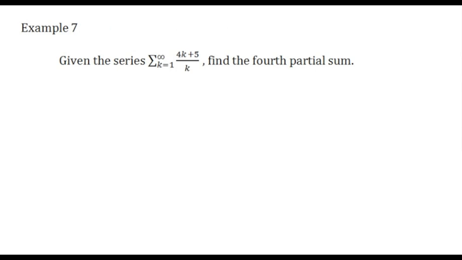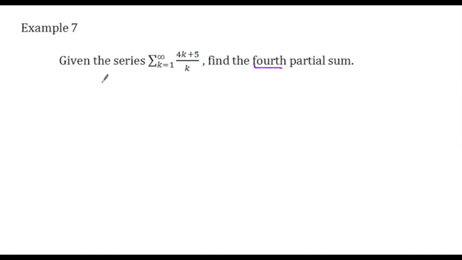Let's look at an example now. The last example, number 7. It says, given the series k equals 1 to infinity of 4k plus 5 over k, find the fourth partial sum. So this is the series that keeps on going forever, okay? But we only want to find the fourth partial sum, meaning we want to look at 1, 2, 3, 4 only. We don't want to look at all of it. We just want to look at the first 4 terms.